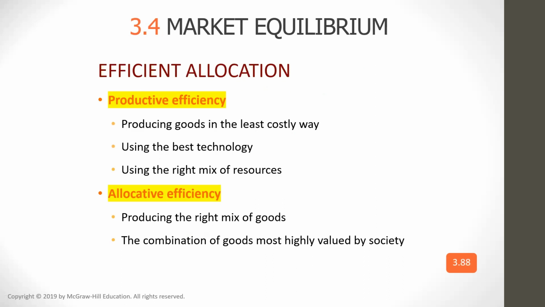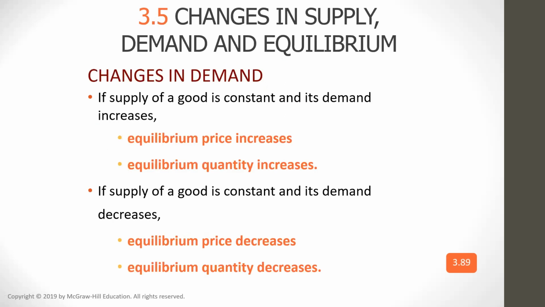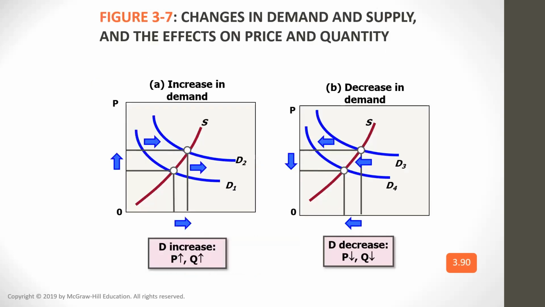Efficient allocation: productive efficiency is producing goods in the least costly way, using the best technology and the right mix of resources. Allocative efficiency is producing the right mix of goods, the combination of goods most highly valued by society. Changes in demand, with the supply of goods constant: demand increases, equilibrium price increases, and equilibrium quantity increases. With supply constant, demand decreases, equilibrium price decreases, and equilibrium quantity decreases.